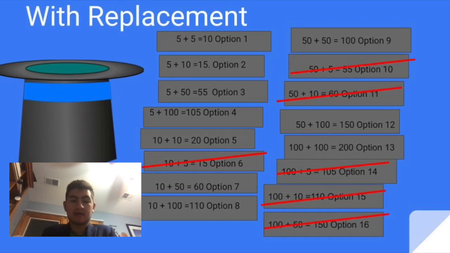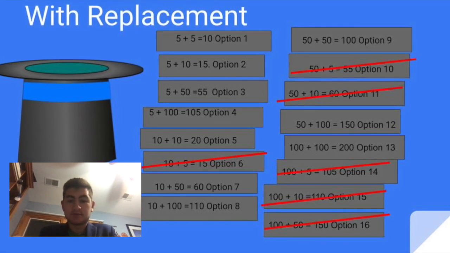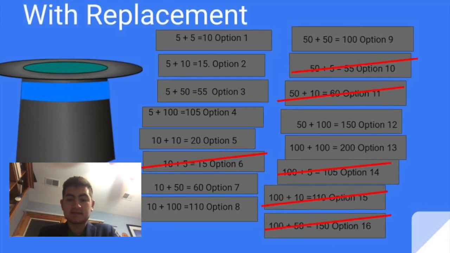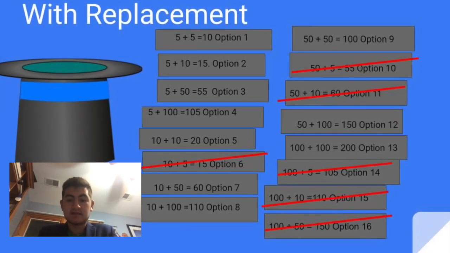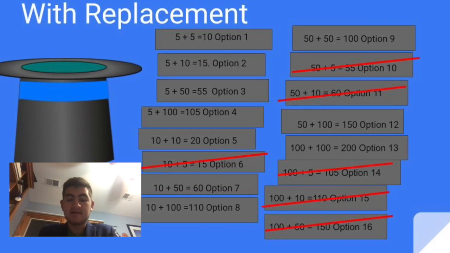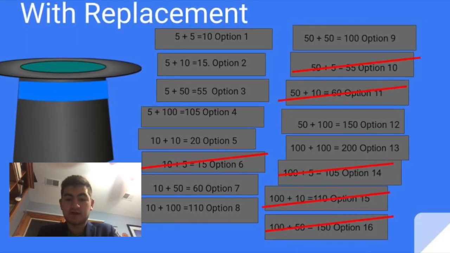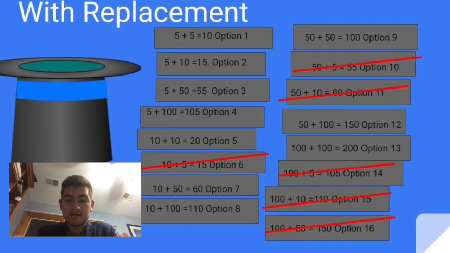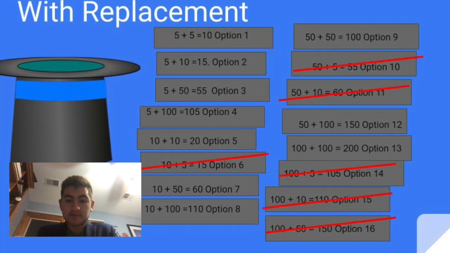So then we have to go count what slips are unique. So 5 plus 5 equals 10. That's unique. 5 plus 10 equals 15. That's unique. 5 plus 50 equals 55. That's unique. 5 plus 100 equals 105. That's unique. 10 plus 10 equals 20. That's unique. So far right there, that's already 5 options.